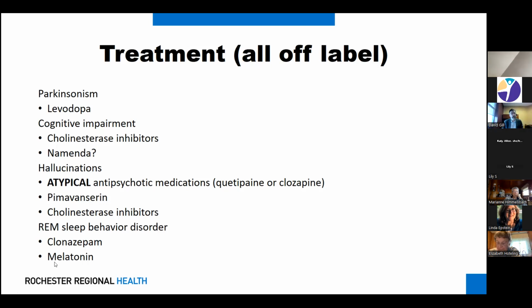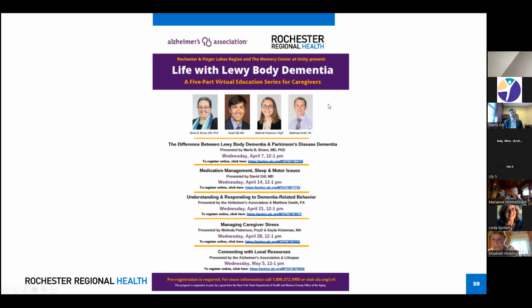And then there are medicines that can stop somebody from acting out their dreams in their sleep. We also have an ongoing program through the Alzheimer's Association, which is a caregiver support program and a support group for patients with Lewy body dementia.